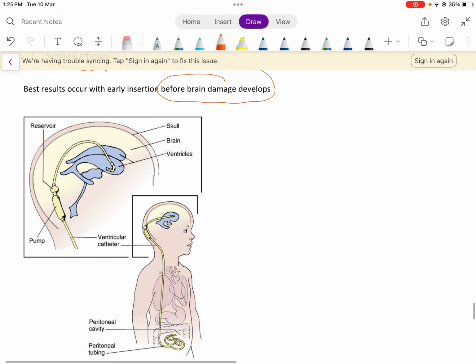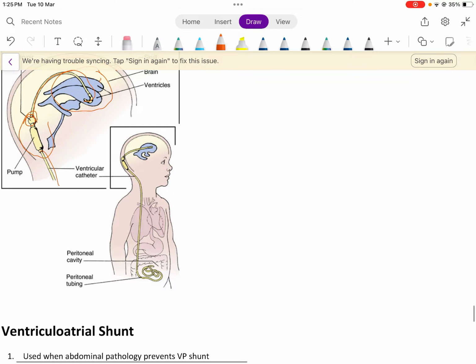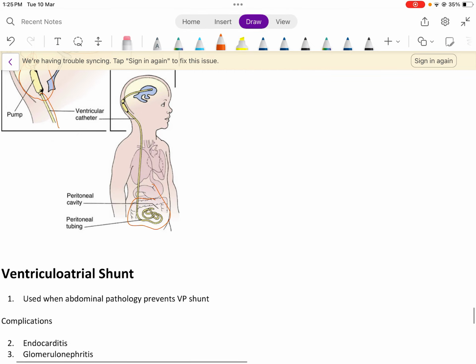Okay, this is how it is done. This is the skull, this is the brain tissue, and these are the ventricles, and you connect the ventricle via a pump. Okay, this is the reservoir, and this is a ventricular catheter which is going to connect it to the lining, connect it to the peritoneum.